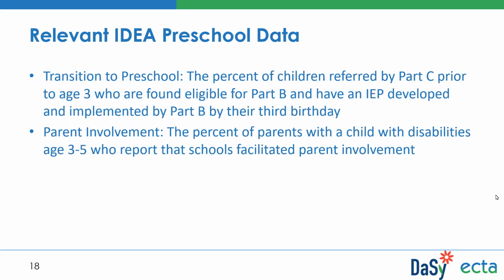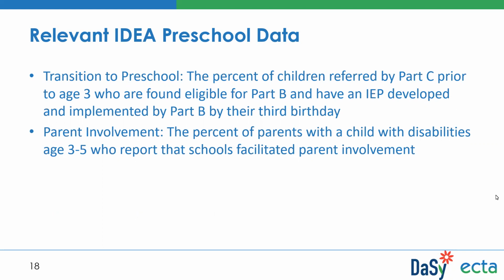So some of the other data that also gets collected is transition to preschool. This looks at the percent of children referred by Part C prior to age 3 who were found eligible for Part B and have an IEP developed and implemented by Part B by their 3rd birthday. So these are the kids who we know are going forward into Part B. And transition can happen anywhere from 90 days to 9 months prior to turning age 3.